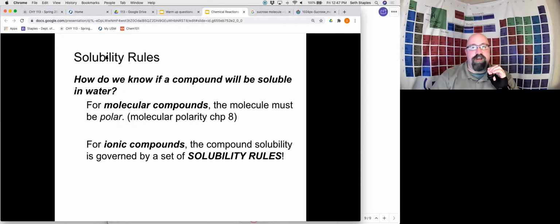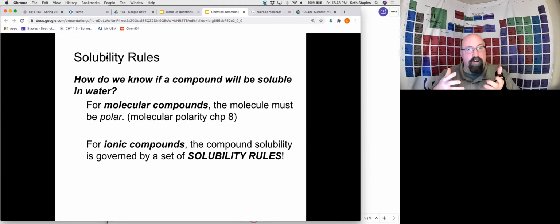In order to figure out if a precipitate is going to form, we have to know if a compound is going to be soluble in water or not. All this that we've talked about with electrolytes and non-electrolytes, an electrolyte will only form with an ionic substance if it's something that dissolves in water. Not all substances will dissolve. So we have to be able to figure out if a compound is going to be soluble, if it will dissolve in water or not.